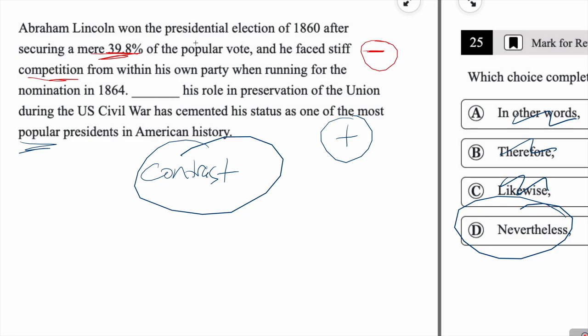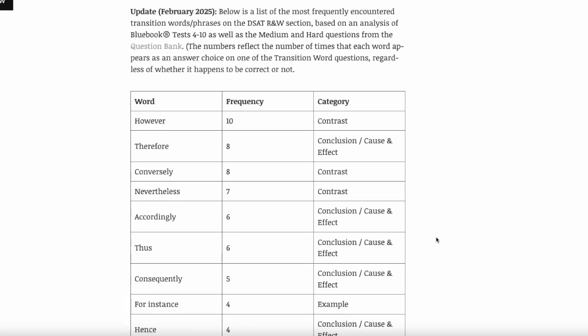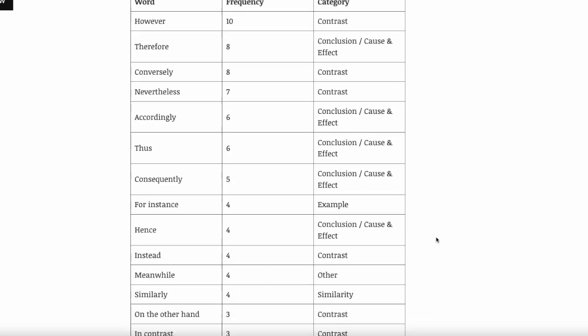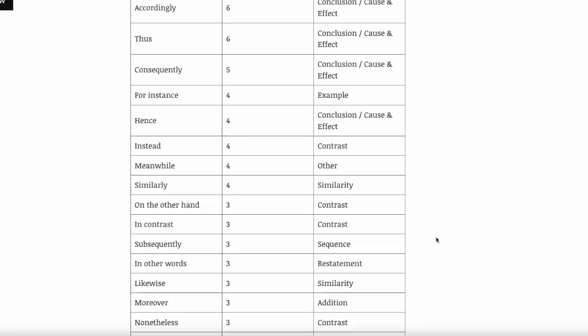But here, again, just an overview of the transition word question type and that list. So you want to certainly make sure that you know the words on that list. And again, I'll try to say more about them and get into some more challenging questions in subsequent videos.